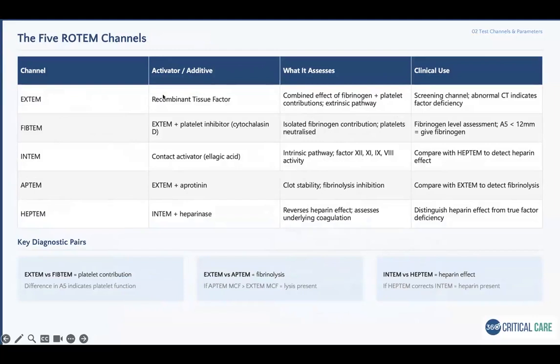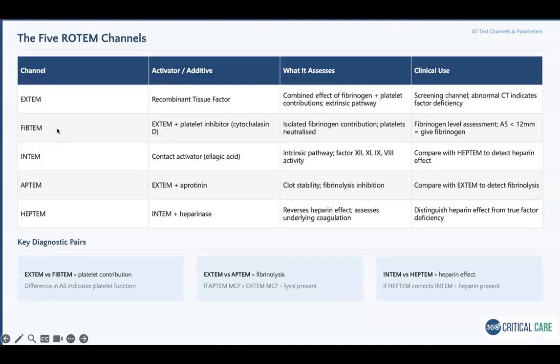In EXTEM, you have an activator or additive added to the blood, which is the recombinant tissue factor, which activates your extrinsic pathway, and you assess the combined effect of fibrinogen and platelets, which contribute to the extrinsic pathway. So in the extrinsic pathway, you look at the effect of fibrinogen and platelets combined. It is a screening channel. Abnormal clotting time indicates factor deficiency or extrinsic pathway deficiency.